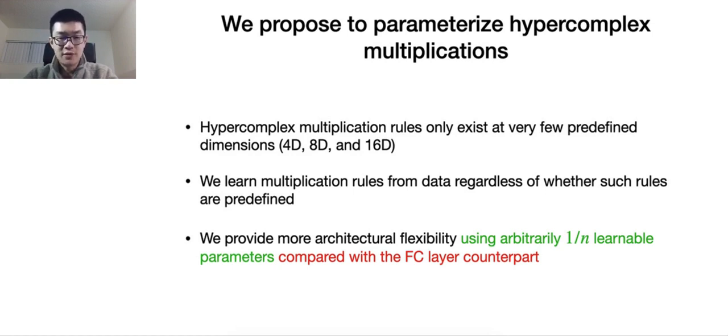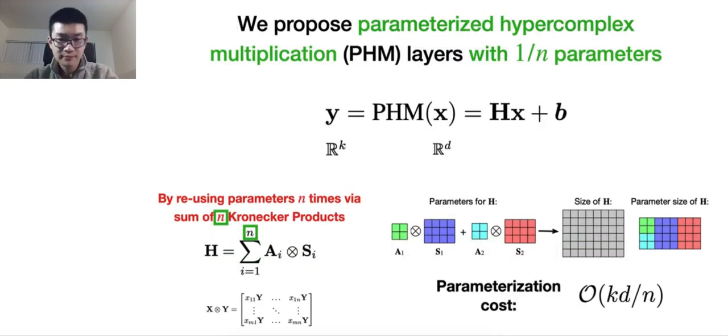In view of this, we propose to learn the multiplication rules from data, regardless of whether such rules are defined on arbitrary dimensions. By doing this, we can provide more architectural flexibility using an arbitrary 1 over n learnable parameters compared with the FC layer counterpart. So how do we do this? Look at this. Compared with our previously shown FC layers, here we just replace the matrix W with the matrix H, and the matrix H is still of the same size, a d by k matrix.